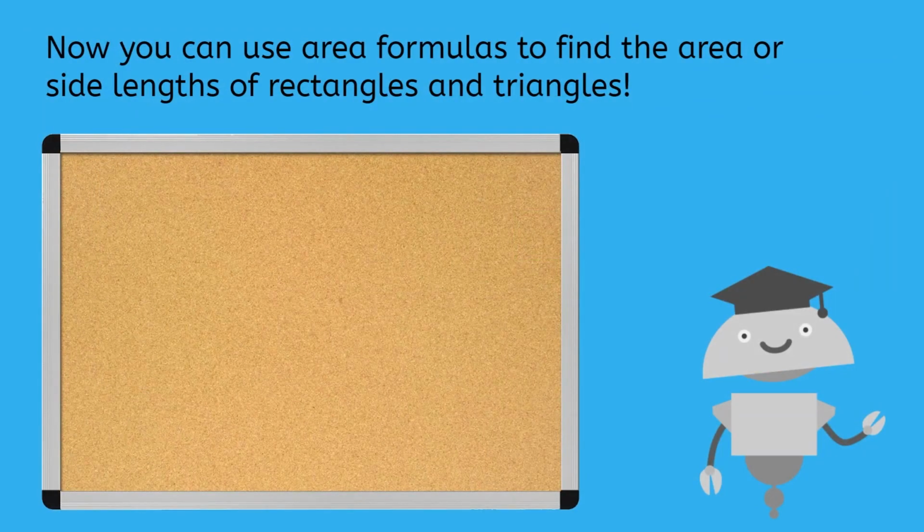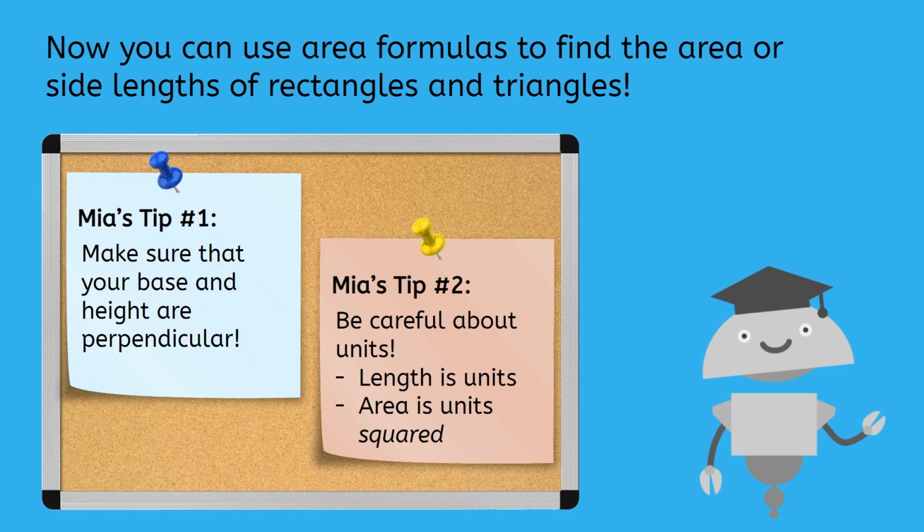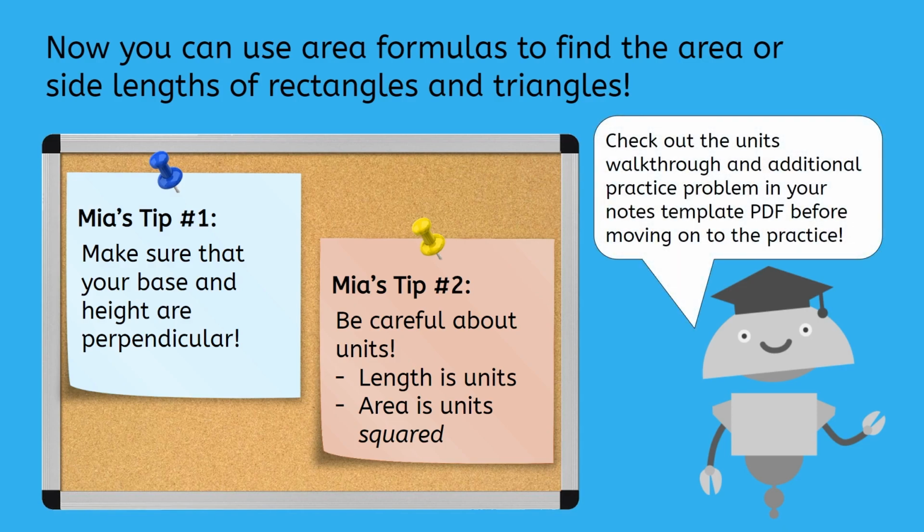Now you can use area formulas to find the area or side lengths of rectangles and triangles. Here are a few tips to help you during your practice. First, make sure that your base and your height are always perpendicular. And be careful about the units for your final answer. Length is units, and area is units squared. You can explore these units further in your Notes template PDF. There's also one more additional practice problem in there for you to work on before moving on to the practice.